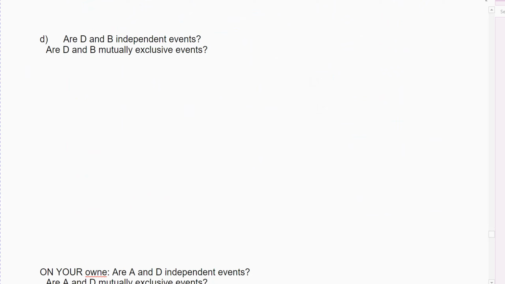But we'll test it and show that that is the case. So I've already kind of given you a heads up that no, they're not going to be independent. No, they're not going to be mutually exclusive. And we'll test to show that that is the case.